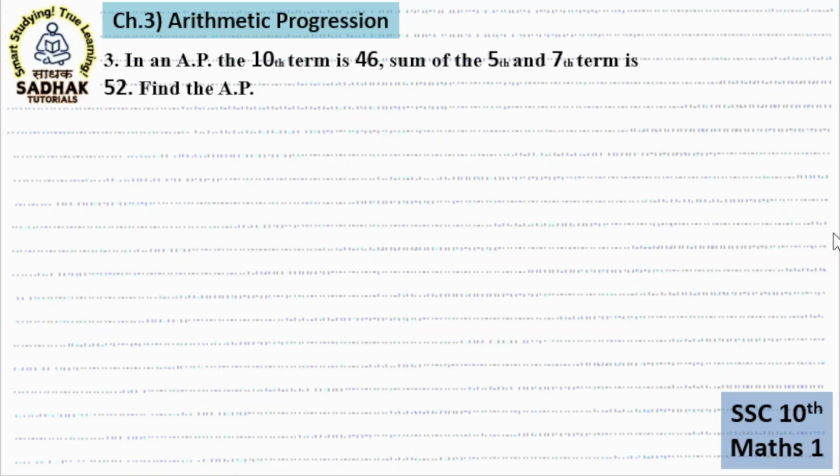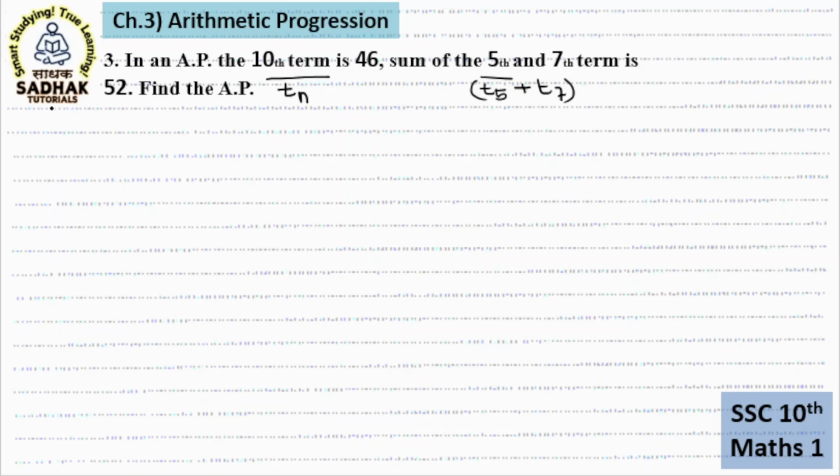So now we are solving sum number 3 from the problem set section of chapter number 3, Arithmetic Progression. Sum number 3: in an AP, the 10th term is 46. So the 10th term, that is T10, is given. T10 is equal to 46. The sum of the 5th and the 7th term, that is T5 plus T7, is given as 52, and we have to find the AP.